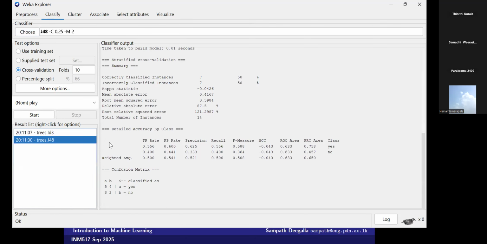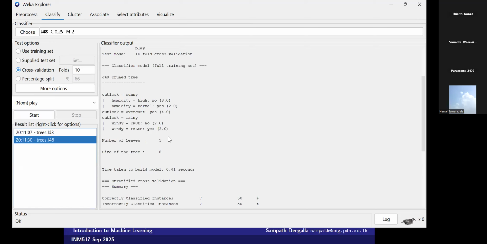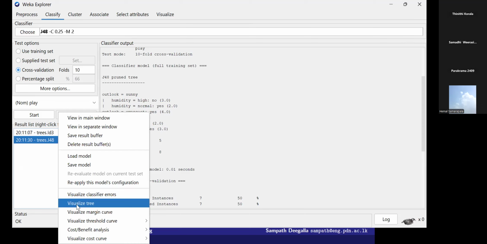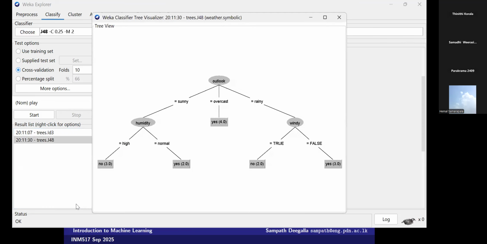The second one looks like the same outcome, but if you right click on it, you can visualize the tree structure. Can you see the tree structure here? So we can see Outlook is on the top. And if it is sunny, overcast, or rainy, after sunny, we put the humidity. I hope you remember this one as well. And what I said is if you put windy, it will purely separate. And this is the outcome.